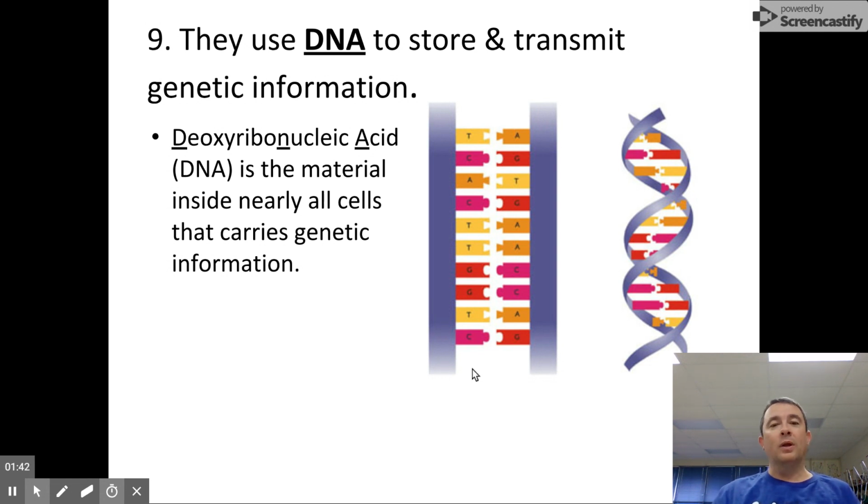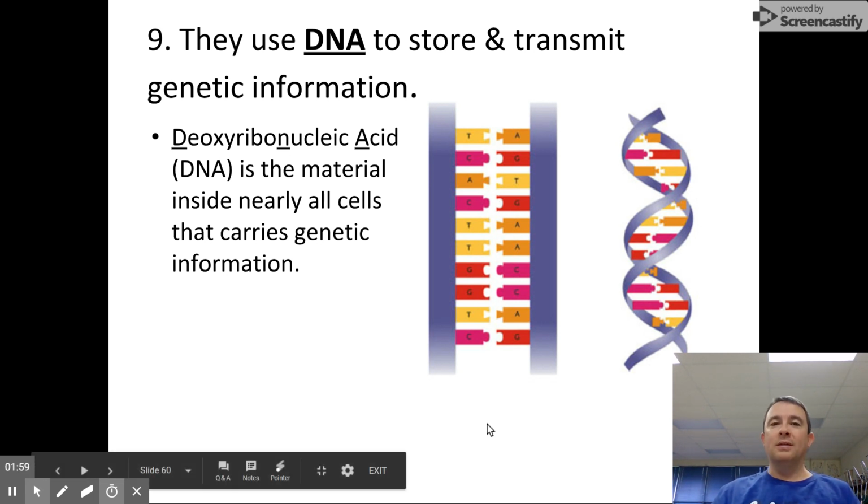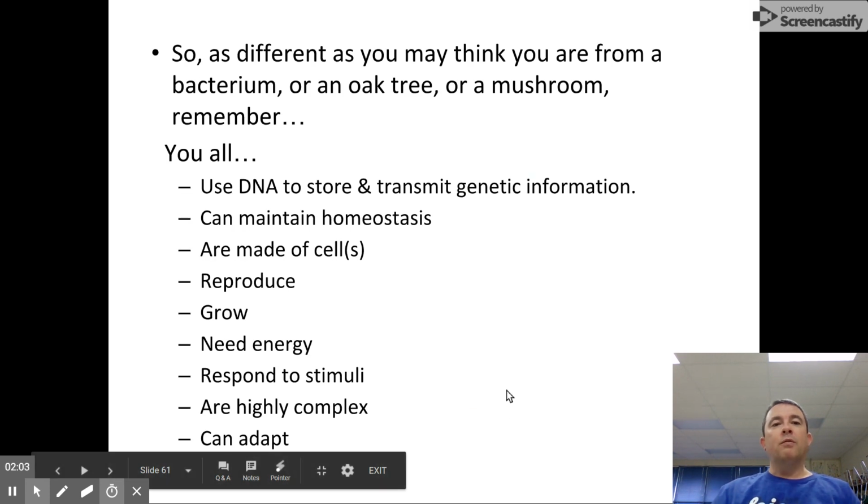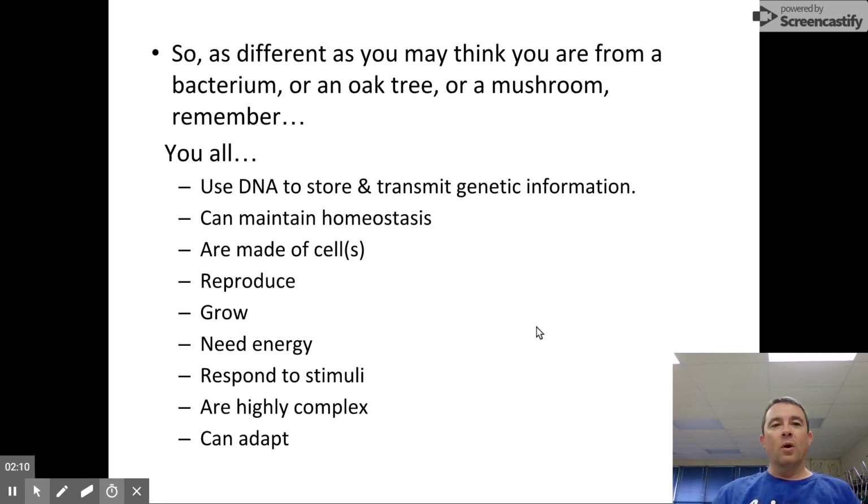It determines how we look, and it also determines whether you're one species or another. But the one thing that all organisms definitely do share in common is they all use this same molecule and these same four letters to store and transmit genetic information. So finally, we've reached the end of our list of 9 characteristics that all living organisms share in common.